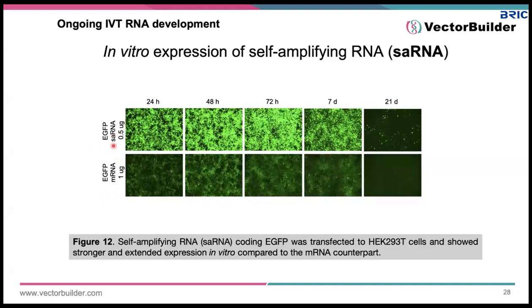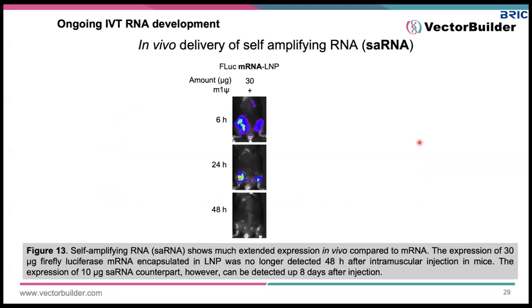In this case, eGFP was made into both mRNA and saRNA format, and the saRNA was only transfected into the cells at half the quantity of mRNA. But at every time point, you can see that saRNA expression is much better than eGFP mRNA expression. And all the way to 21 days post-transfection, you can still see some saRNA eGFP expression. And that is also observed in vivo.